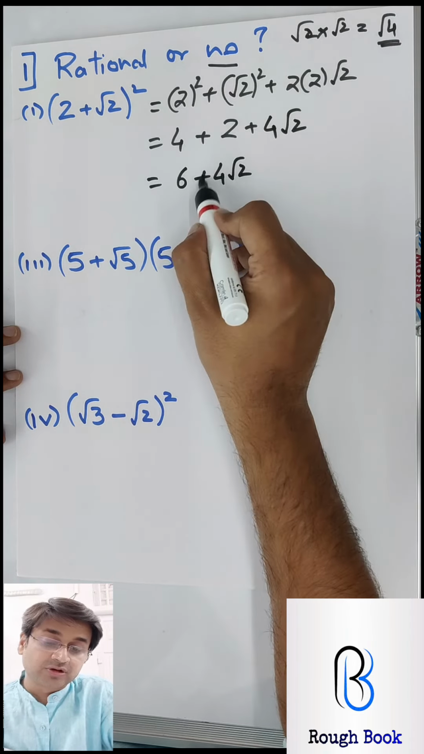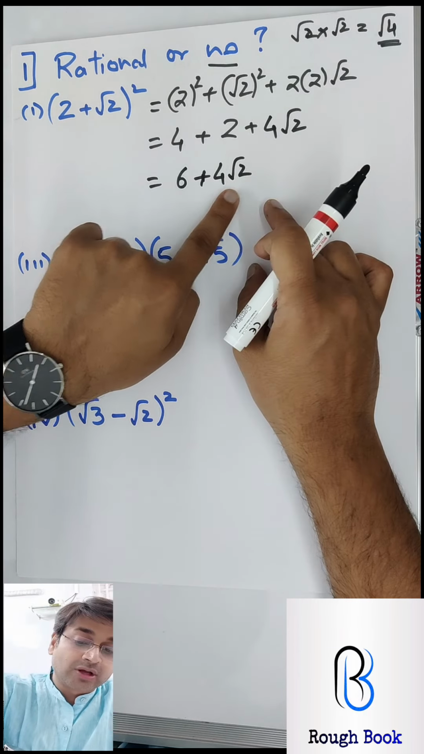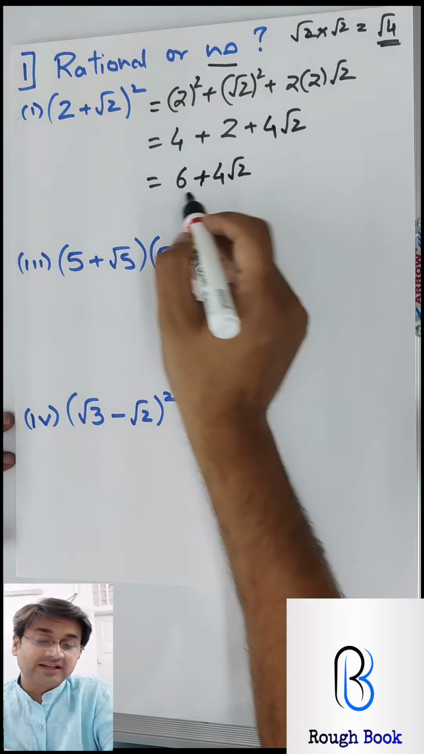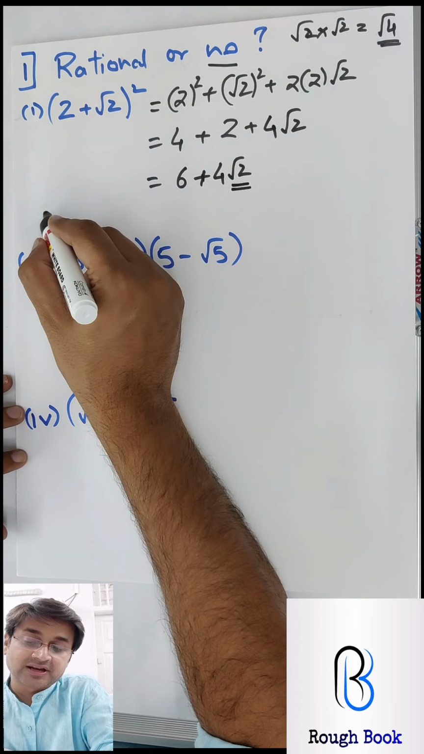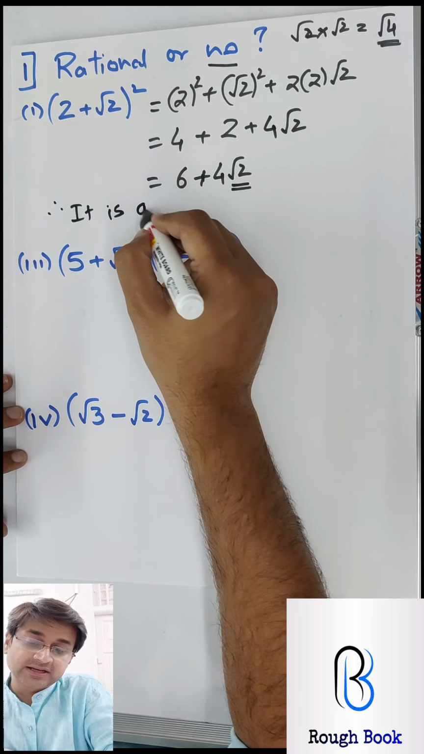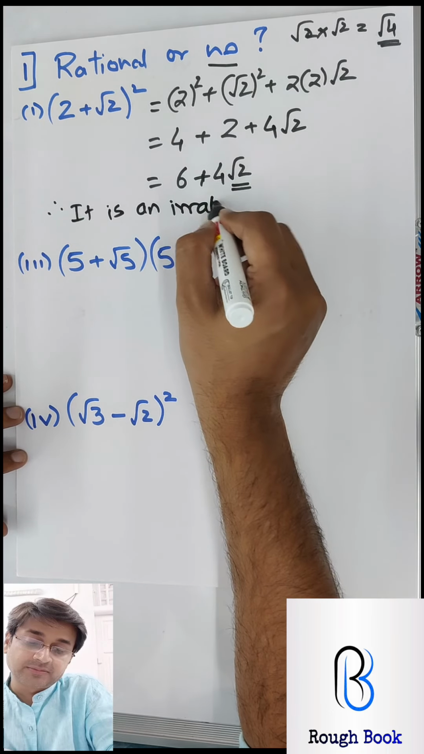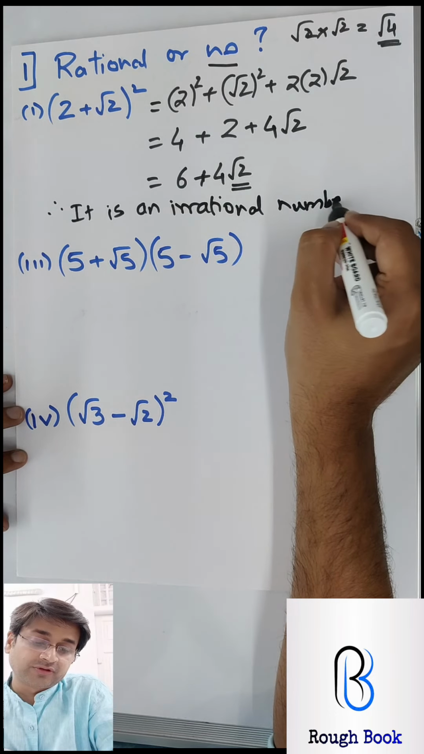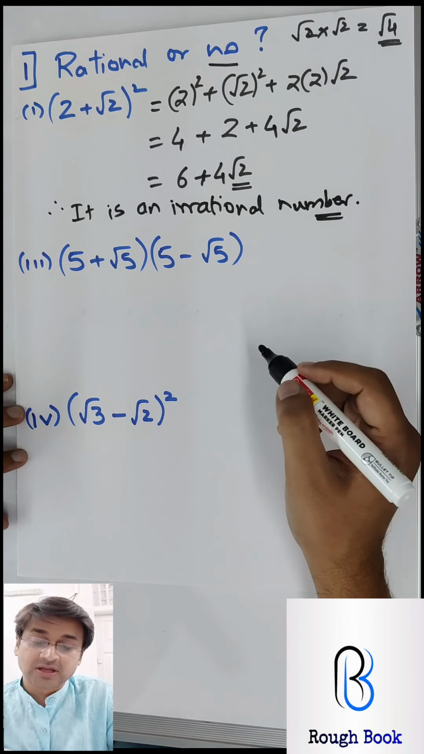You can't add these two because this has root 2 and this is without any root. So they both are different. You cannot add them. And since you can see a root 2 over here, you can directly say that therefore it is an irrational number. Had we not got the root, we would have said it is a rational number.